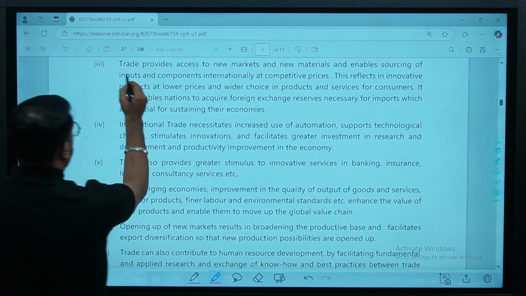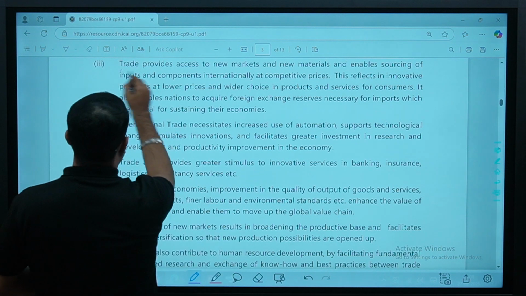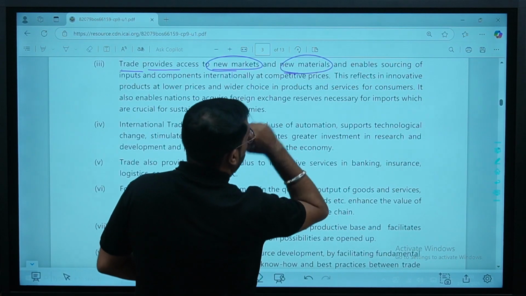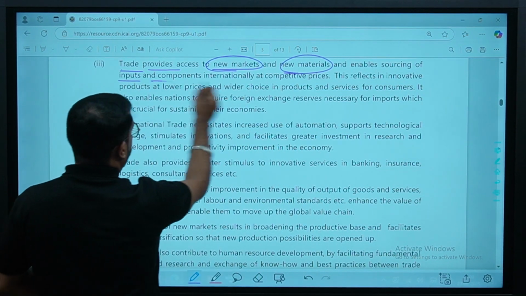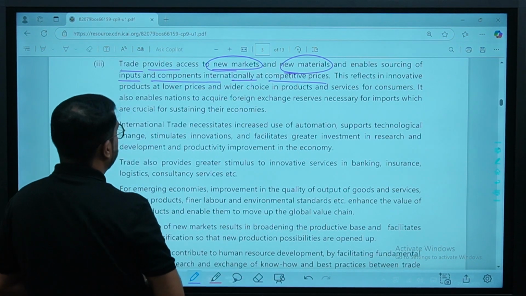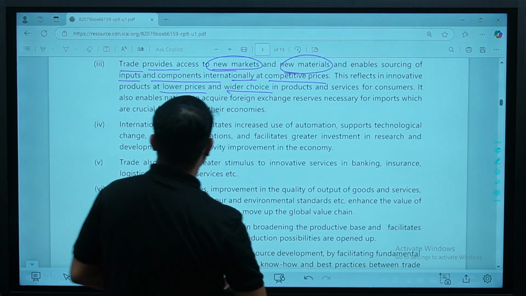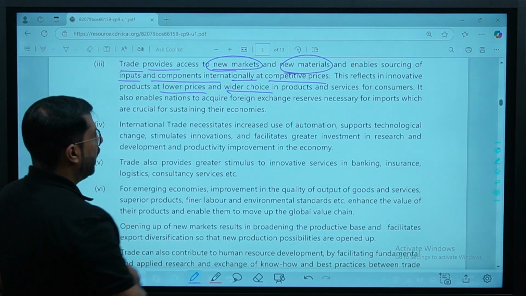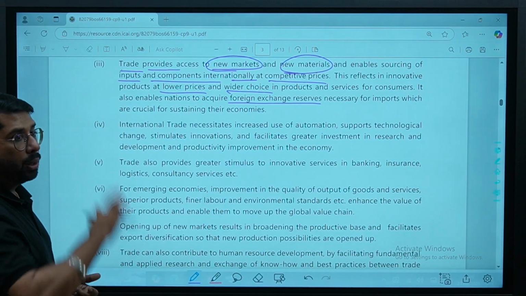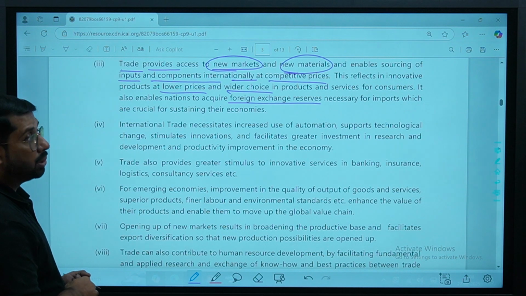Third point says, trade provides access to new markets and new materials and enables sourcing of inputs and components internationally at competitive price. This reflects in innovative products at lower prices and wider choice in products and services for consumers. It also enables nations to acquire foreign exchange reserves necessary for imports, which are crucial for sustaining their economy. There are 3 to 4 points they are specifying in this third point.